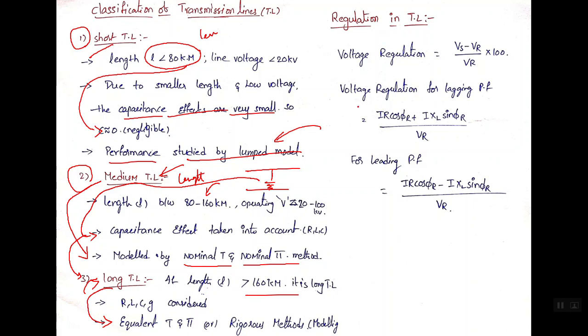Here the next one, regulation in transmission lines, that is voltage regulation. It is the difference of sending end voltage and receiving end voltage with respect to the receiving end voltage. For lagging power factor, it is plus, IR cos phi r plus IXL sin phi r, divided by VR. For leading power factor, it is minus, friends.